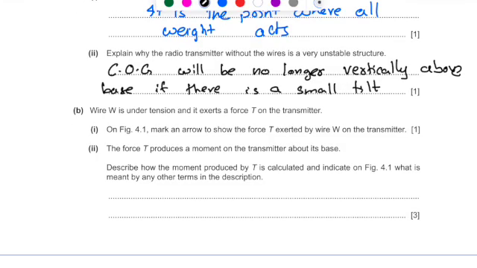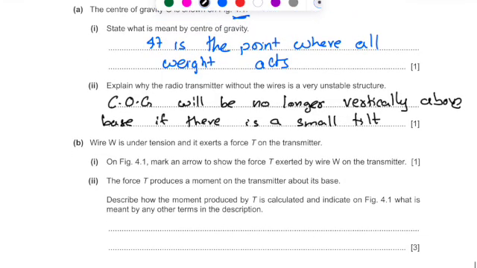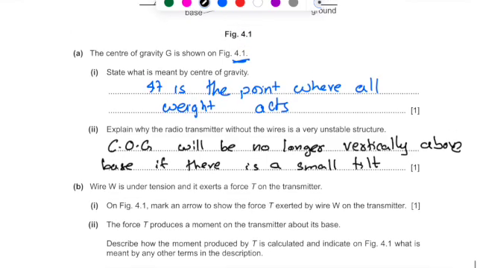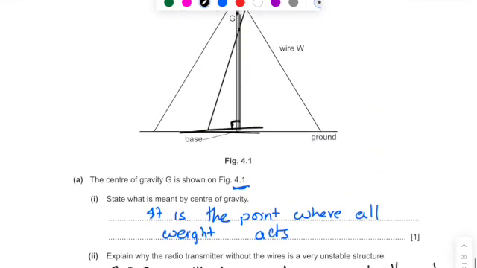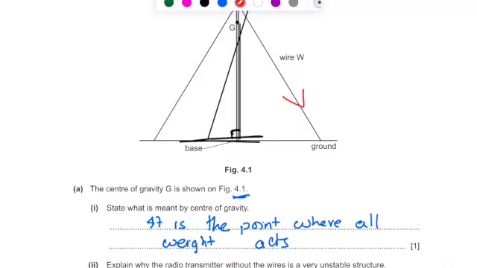Then wire W is under tension and it exerts a force T. On 4.1, mark an arrow with force T. So what am I going to do? I am going to mark an arrow T, and this is a force F, and this is a vertical distance D.